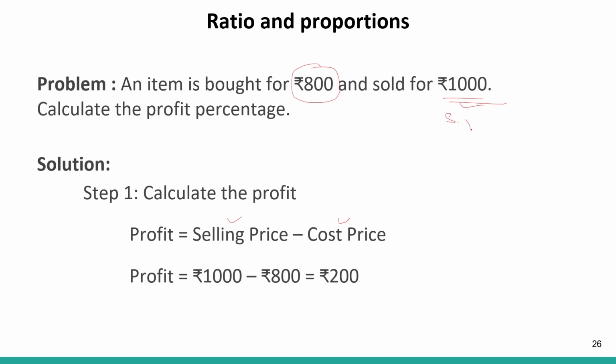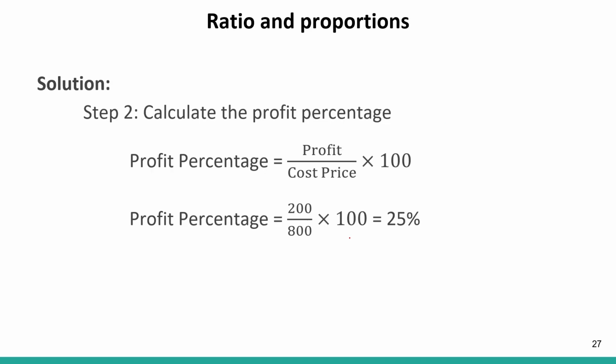Okay, this is the SP and this is the CP, that is cost price. So 1000 minus 800. How much is it? It is 200 rupees. So the profit is 200 rupees. We want to calculate the profit percentage. So let's see step 2, that is, calculate the profit percentage.